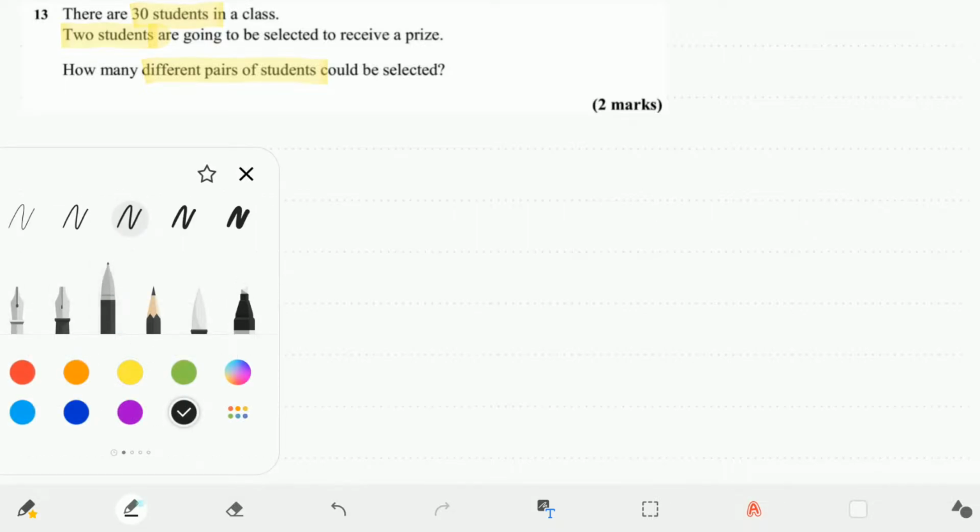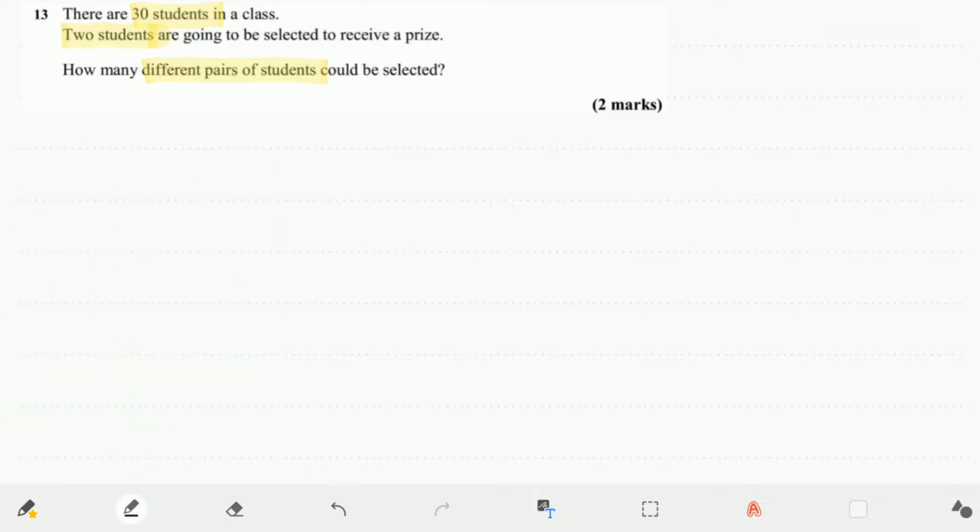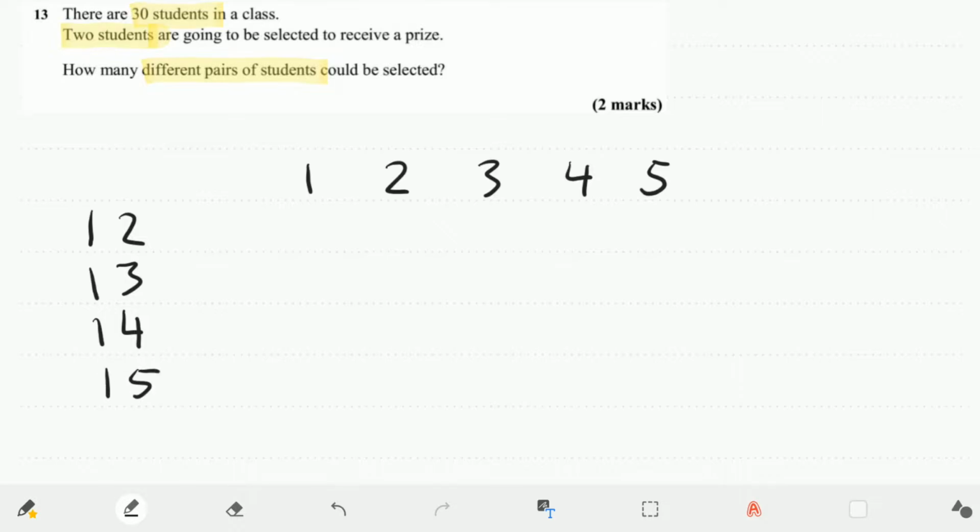So those are the 3 important pieces of information from the question, and now we can get on to answering the question. I think to be able to answer this question, we'd have to simplify it a bit. So let's think about 5 people. Imagine there were only 5 people in the classroom. And if 2 students were going to be selected to receive a prize, how many different pairs of students could be selected? Well, let's have a look. The possible pairs could be student 1 with student 2, student 1 with student 3, 1 with 4, or 1 with 5. And those are all the combinations possible if student 1 was one of the winners.